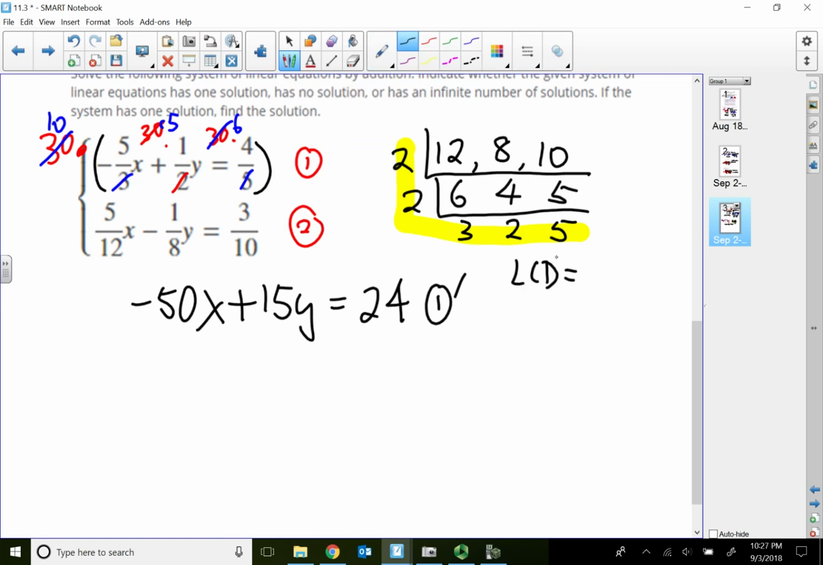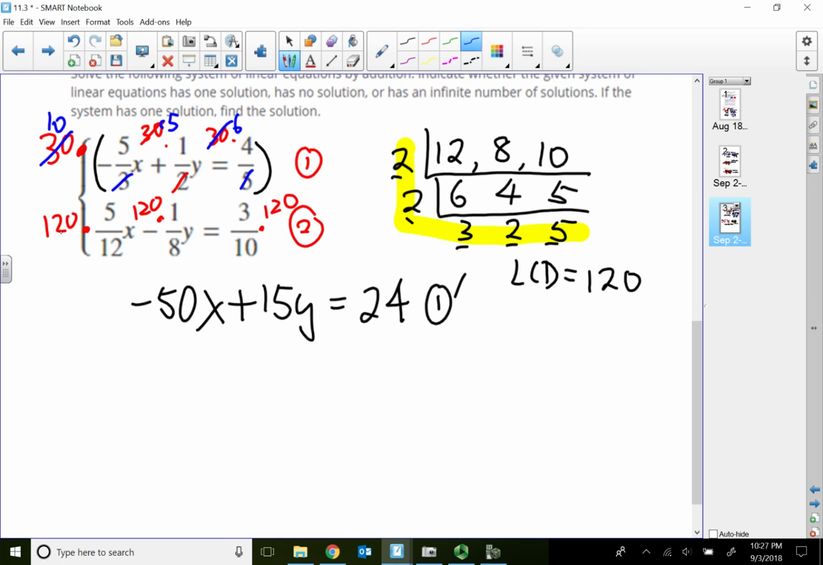So my LCD: 2 times 5 is 10. 2 times 2 is 4. 4 times 3 is 12. 12 times 10 is 120. That's what I had in mind earlier. Alright, so I'm going to multiply every term by 120 to clear the fraction.